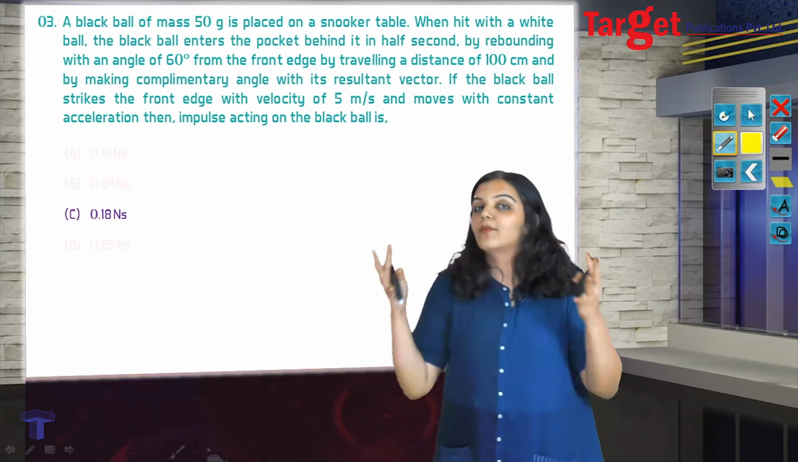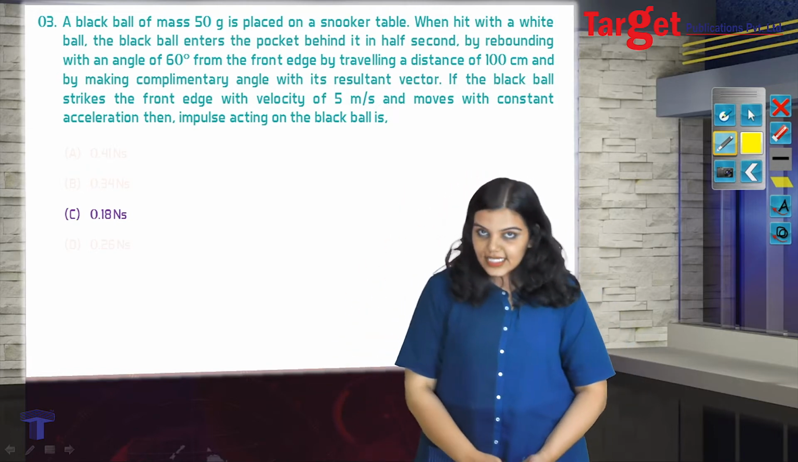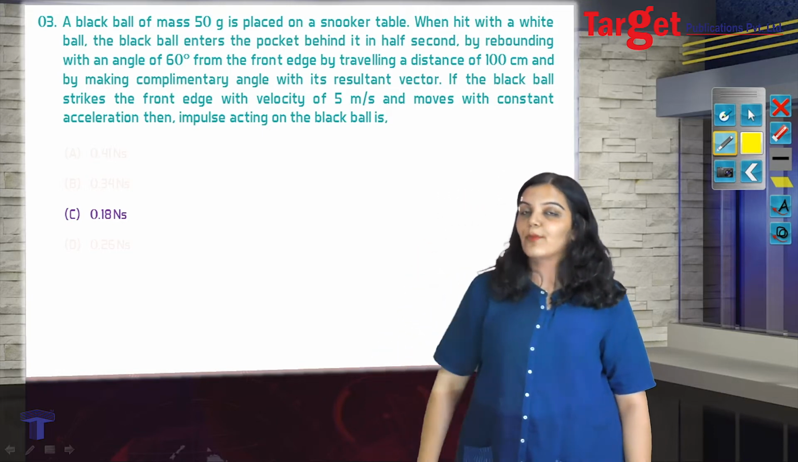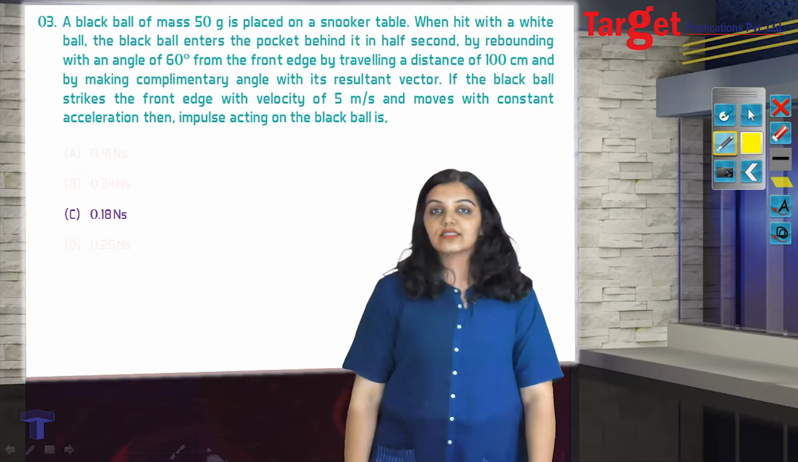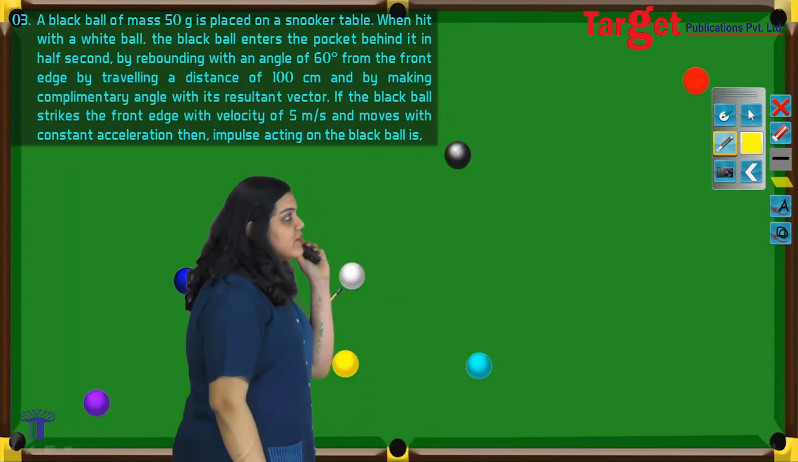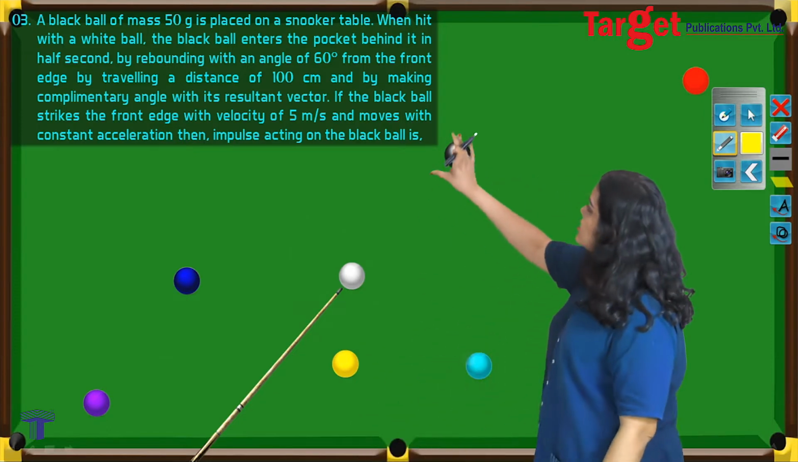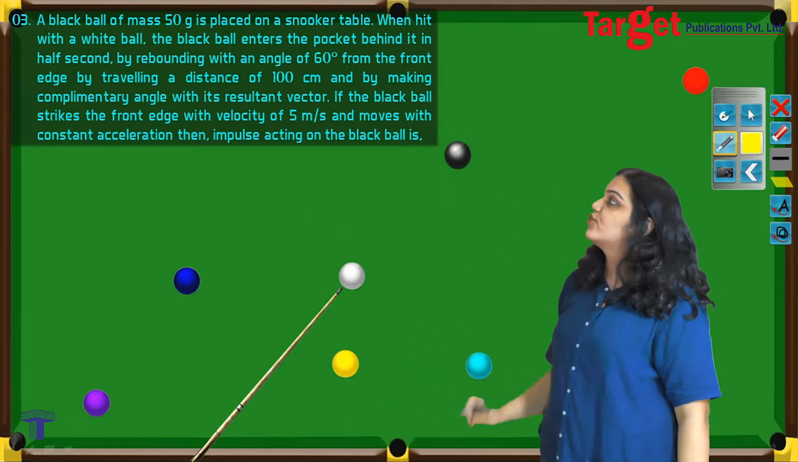It is only the geometry of the problem that we need to understand, and to do that, we must pay careful attention to the words in the sum. Let's quickly solve this very simple problem. What we have first is a snooker table, and on the snooker table is our black ball over here, which has a mass of 50 gram.